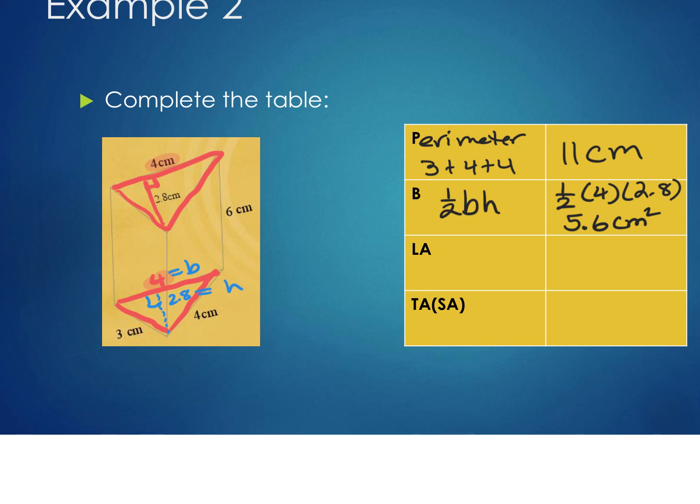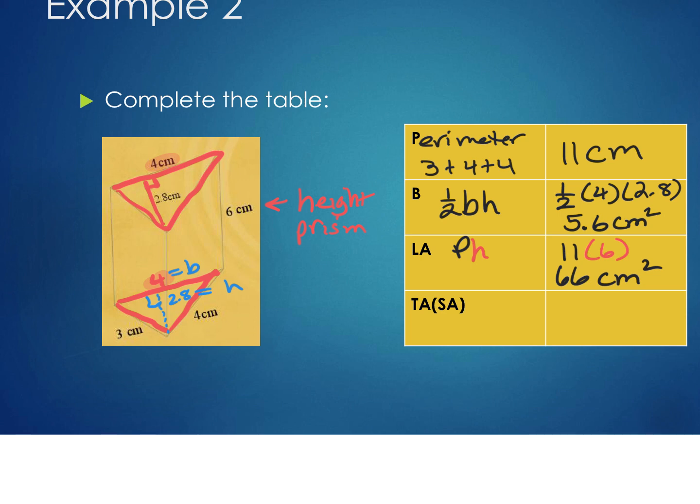Now for the lateral area, remember, this is the height of the whole prism. And that's what I need for this H. So I'm doing perimeter times the height of the prism. So my perimeter was 11, and the height of the prism is 6. So the total lateral area is 66 centimeters squared.